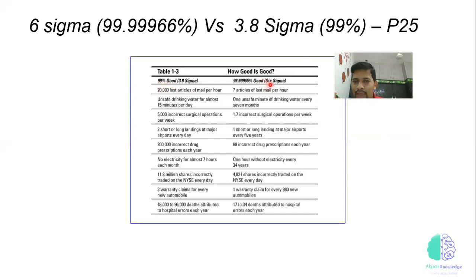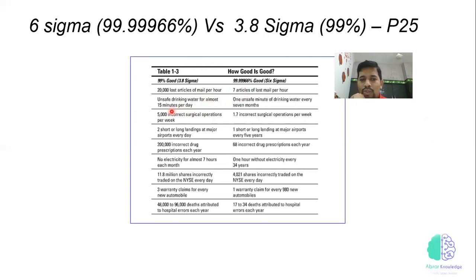If it is Six Sigma, it is 99.99966 percent. That means out of 1 million, or 10 lakh products, you will have 3.4 defects. So let's take this paradigm. If you say 20,000 lost articles of mail per hour can happen at 3.8 sigma, at 6 sigma it is 7 articles lost.